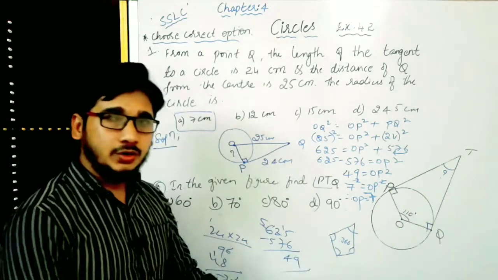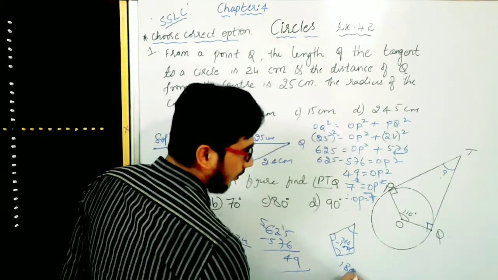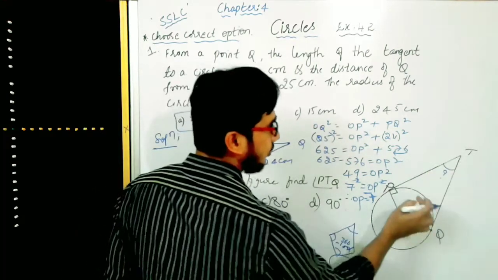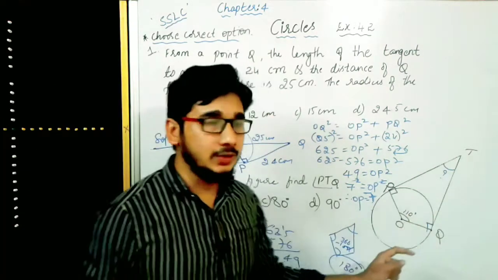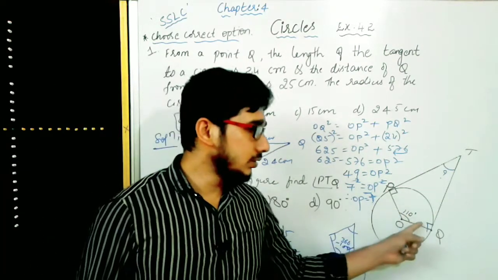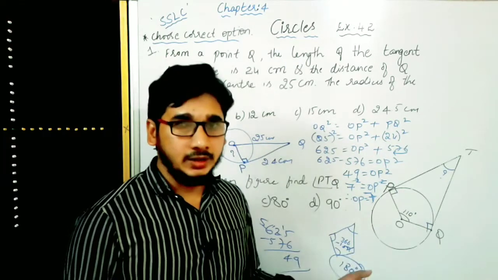In this 360, if you remove 180, you will get only 180 now. Means if you add these two, you should get 180. I repeat again: this is 90, this is 90. Add these two, totally it will be 180.